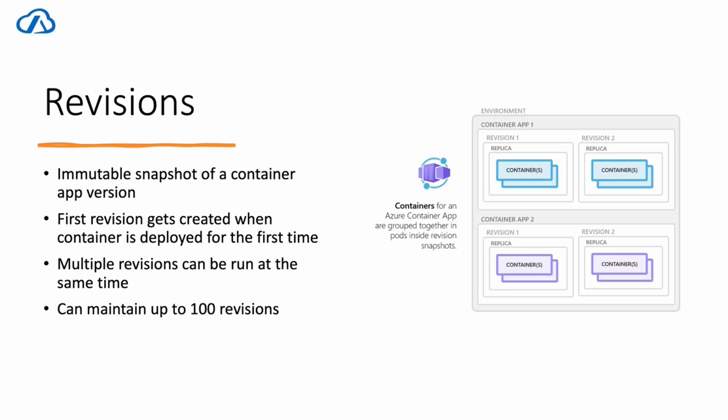And you can have multiple revisions running at the same time. And I'll also explain where you will use revisions in the next slide. And there's a limitation as of now where you can maintain up to 100 revisions in a container app, right?